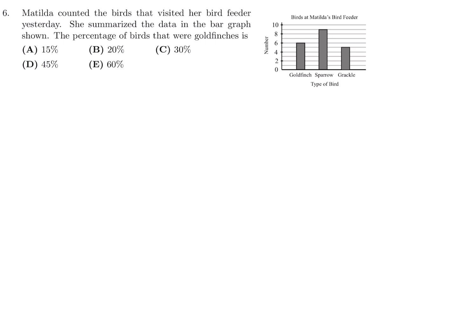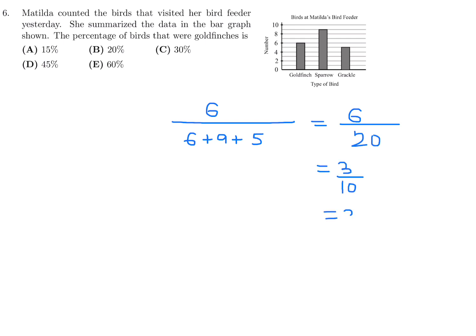Matilda counted the birds that visited her bird feeder yesterday. She summarized the data in the bar graph shown. The percentage of birds that were goldfinches is. Looks like there's 6 goldfinches, and then we have to divide by the total. So 6 plus 9 plus, let's see, that's 5, right? So that's going to be 6 over 20. 6 over 20 is the same as 3 over 10, and that is 30%. So number 6, the answer is C.